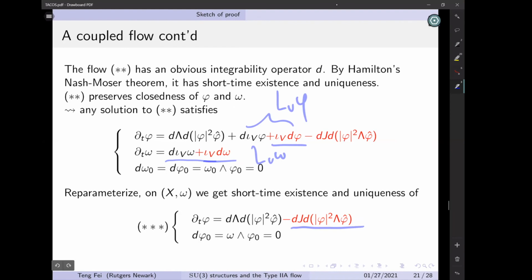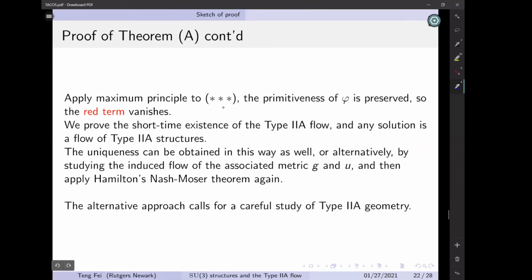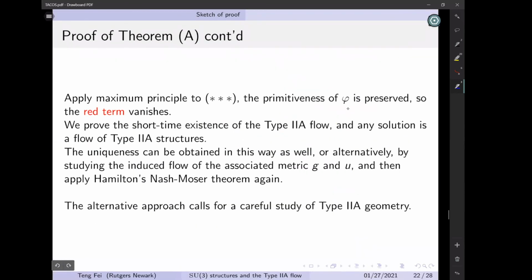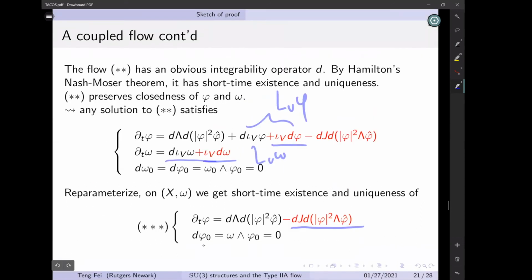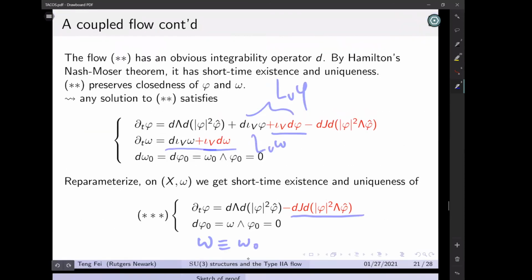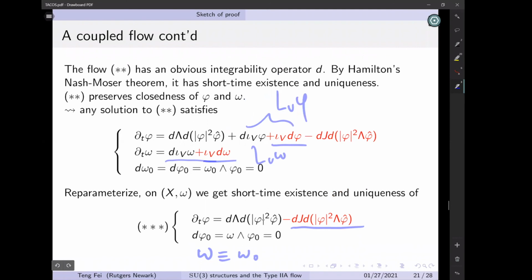And the next step is we apply the maximum principle to this flow by showing that the primitiveness of phi is preserved. So the red term vanishes. And in this flow, this omega is a constant. It doesn't change after reparameterization. This is just by a maximum principle argument. And so we get, for any solution to this flow with such initial data, we actually get the solution to the original type IIA flow we are considering. This is the type IIA flow we are considering.